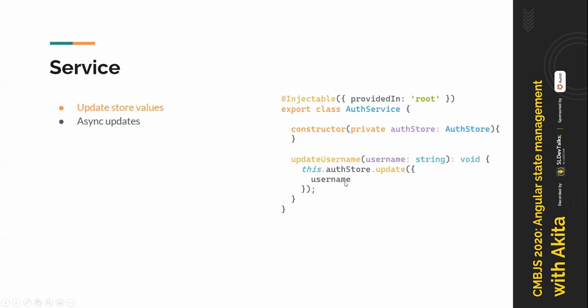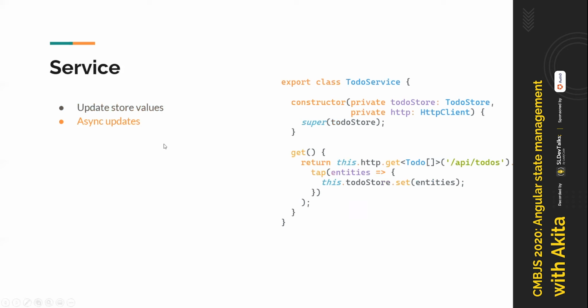So here I am passing just username and this will update the store method. And then, like I told you earlier, we can even do async updates in our services. So usually what we do is we are just having a data service and get the data service response, and we can pass it to a separate method to update the service.